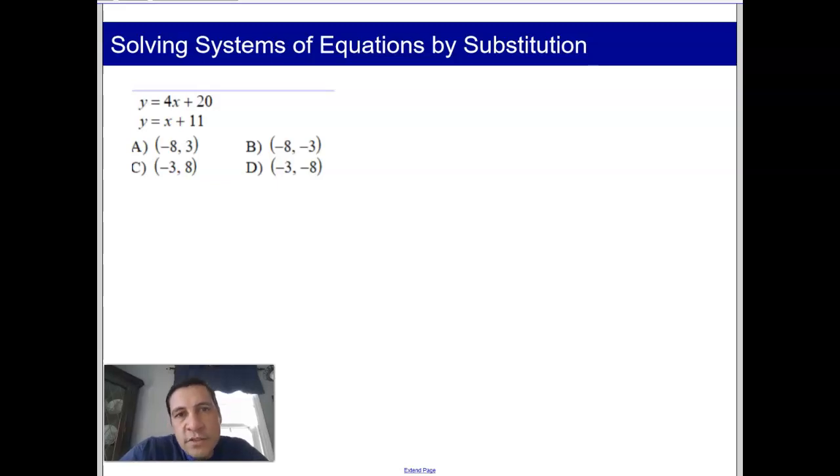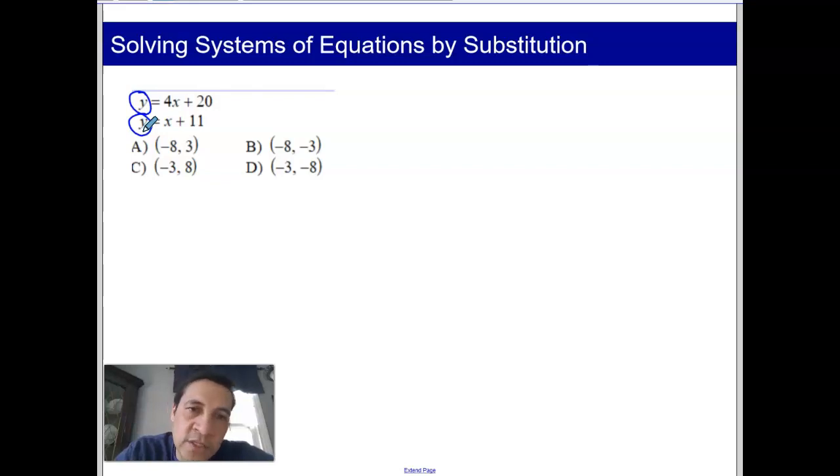In this video, you'll see how to solve systems of equations by substitution. This is an algebraic process that we use if we don't want to graph the equations. One of the first things I'll look at is whether one of the equations is solved for a variable. And in this case, they both are.